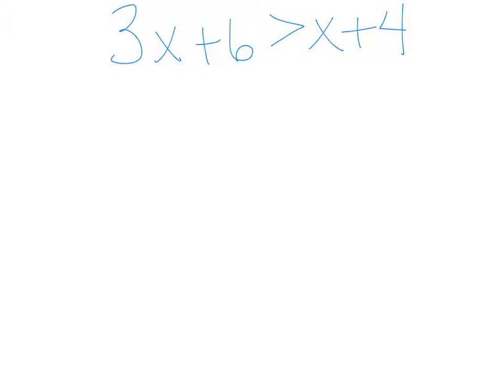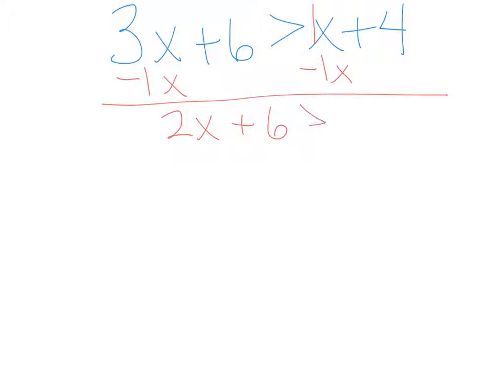Because I have variables on both sides, and this is a 1x, I'm going to subtract 1x from both sides. That is legal, and it takes care of the fact that I have x's on both sides. Makes my equation easier to deal with. I'm going to subtract 6. I get 2x is greater than negative 2, because 4 minus 6 is negative 2.